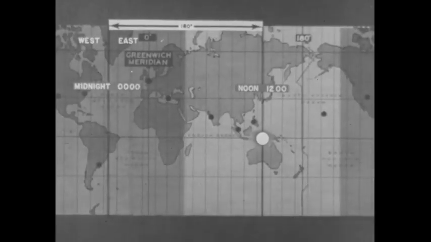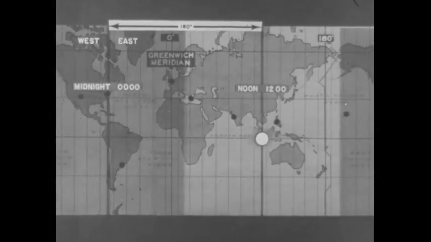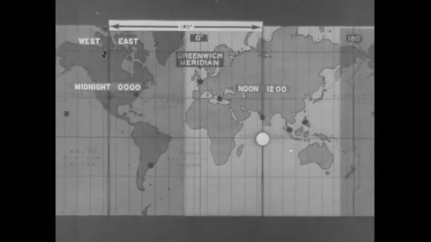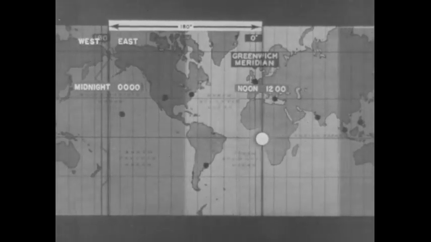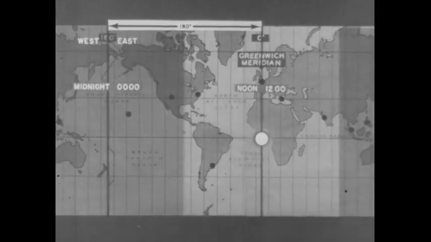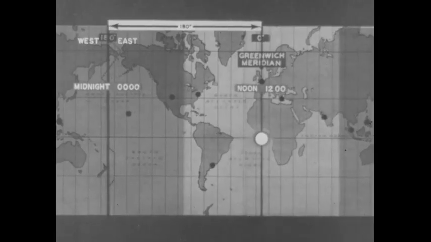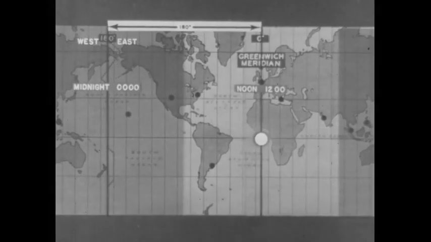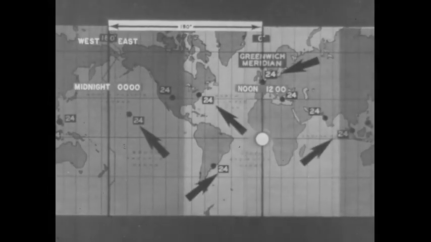To help understand this matter of different dates occurring at the same time, let us consider the sun moving westward across the surface of the world, represented by this Mercator chart. The sun is now transiting the upper branch of the Greenwich meridian, and therefore it is noon at any place on the Greenwich meridian, and the date is the same all over the world. For example, let us assume that the date is the 24th.